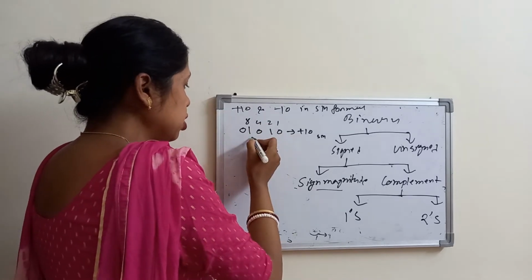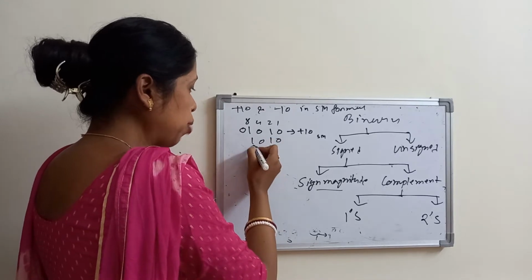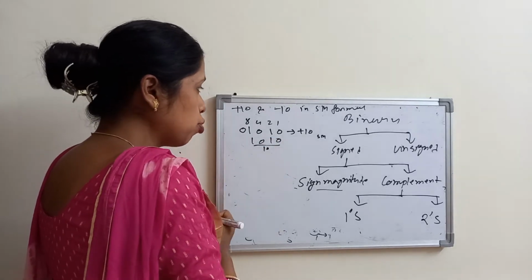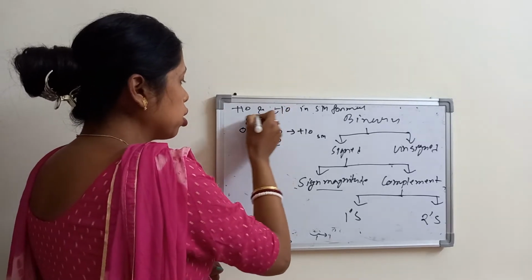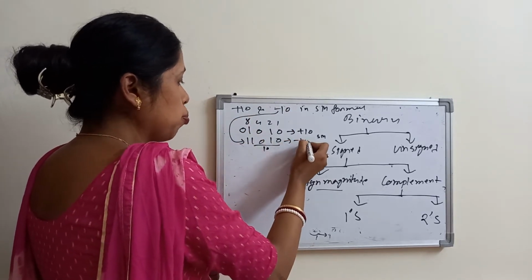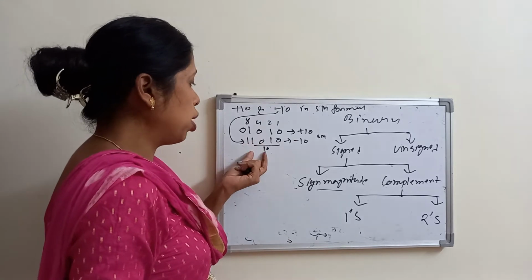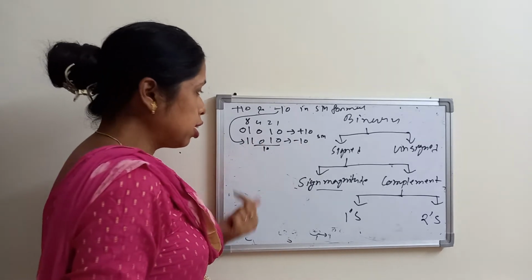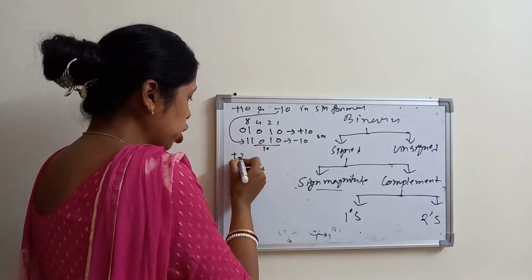Okay, so again 10, right? This is the magnitude of 10. For a negative number I have to put 1. So this is minus 10. This is the binary equivalent number of minus 10. That is very simple.